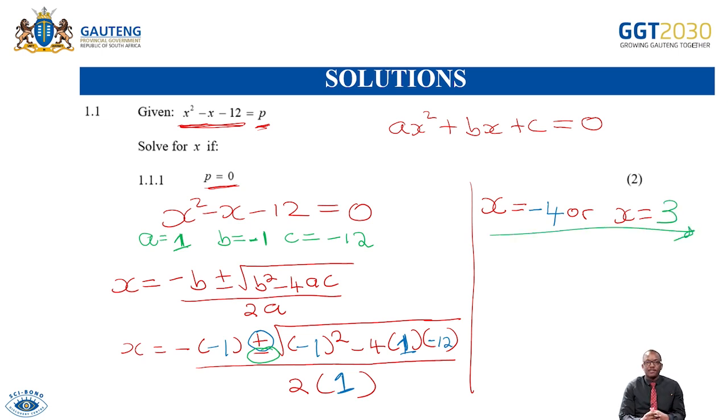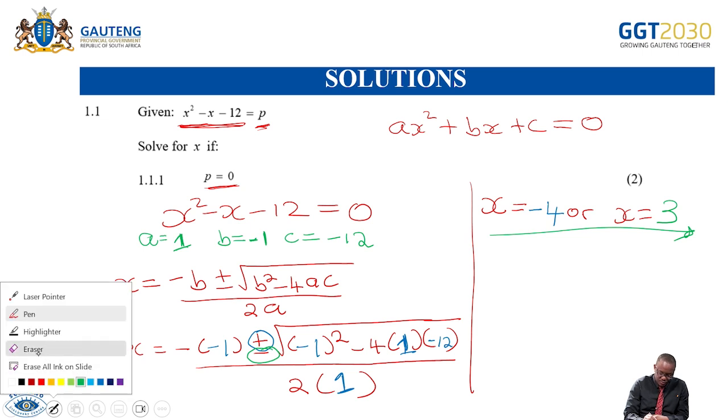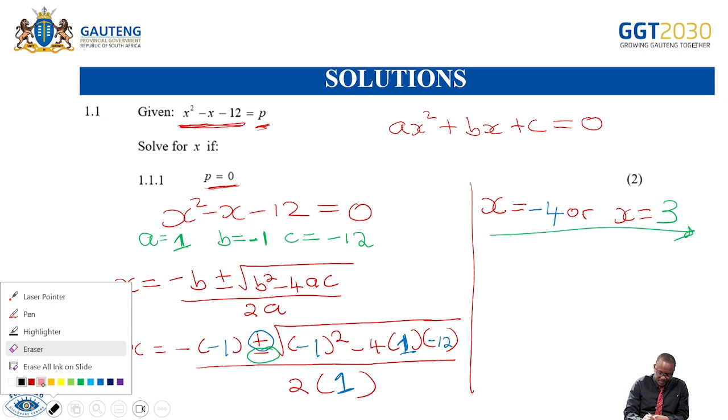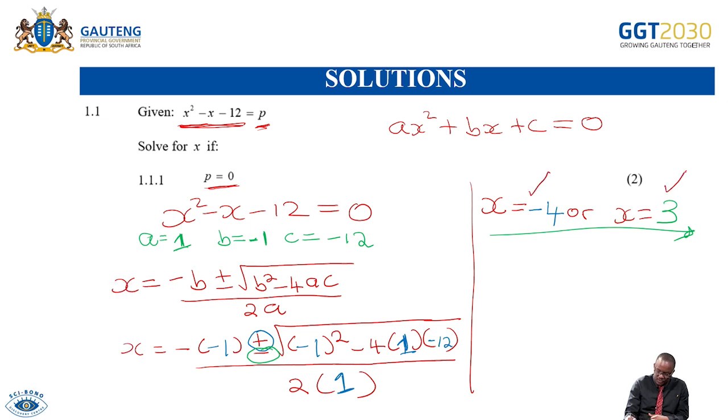So now the equation there is solved. Your roots, we are having x is equal to negative 4 or x is equal to 3. Then you will get your 2 marks. So you will get your 2 marks there. And they will tell you that those marks there have to be accurate because this is your basic.